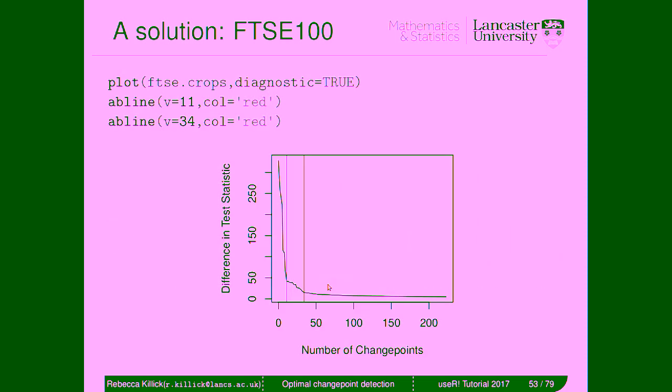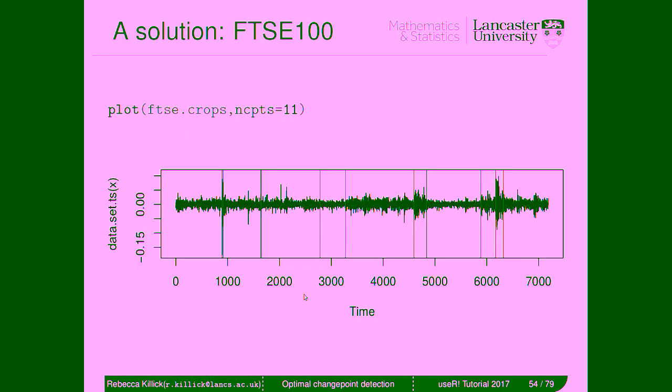Okay, so this red line here corresponds to 11 changes, and the other red line is 34. If I look at 11 changes, this is what it looks like. You can see that the outlier here has been taken by 2 change points in very quick succession. That's quite common. When you leave the default penalty value, the outliers will be detected like this.